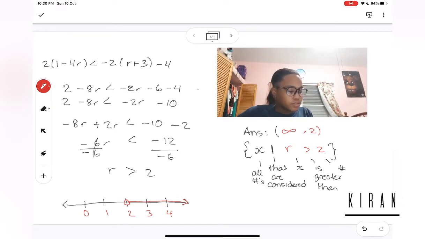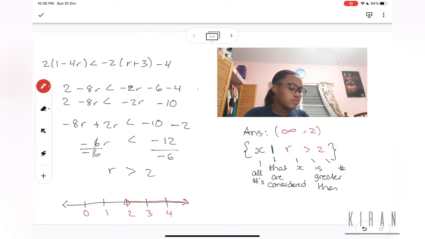The x in this means all numbers. The line means all numbers that are considered. Your r is your x. The greater than sign is greater than, and the number that you get goes there.